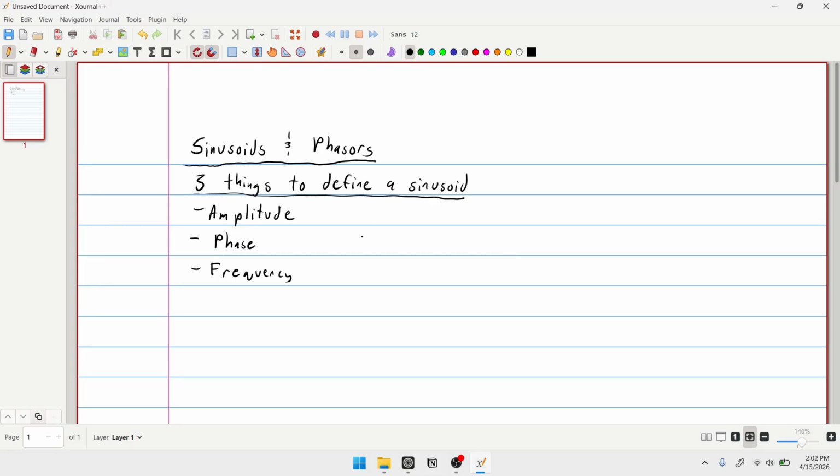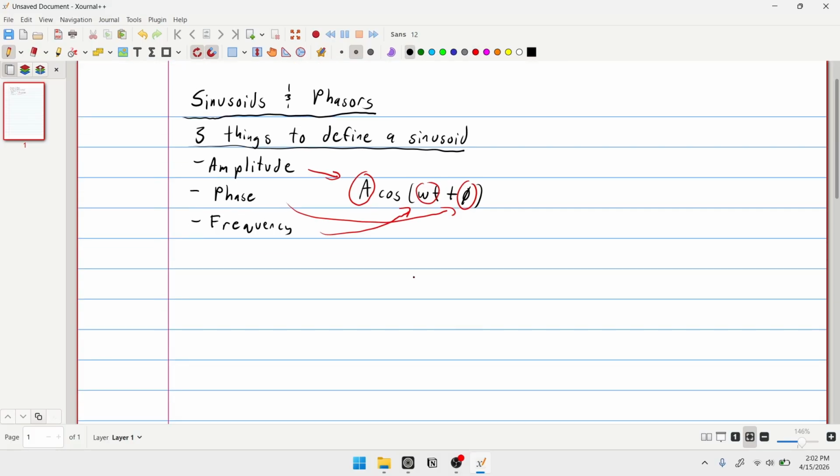So let me write out the typical cosine expression. You have A times cosine of omega t plus phi. Here we have the amplitude, here we have the phase, and here we have the frequency. Alright, now that I have that out of the way, let's talk about phasors.